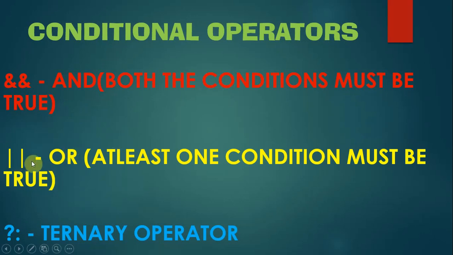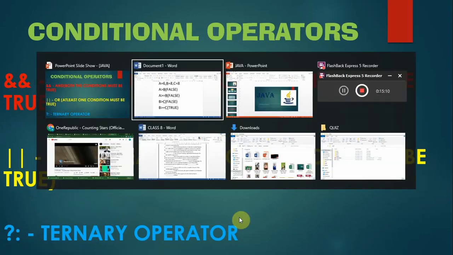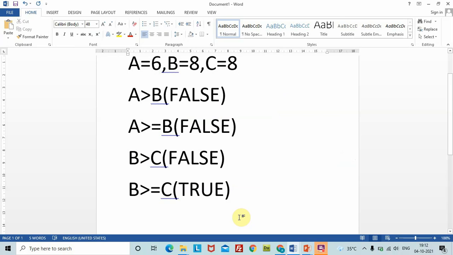Next is or. Or means at least one condition must be true. Okay, I want burger or pizza. You can provide me with burger or you can provide me with pizza. You can give me any of the things. So when this type of condition is there, we use or. Next is the ternary operator. Now let us see the implementation of these three operators.